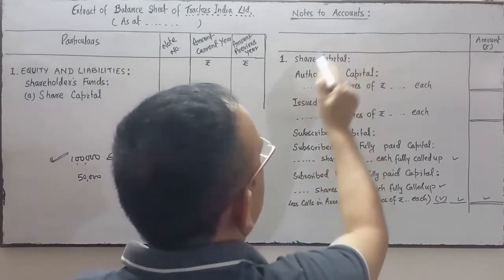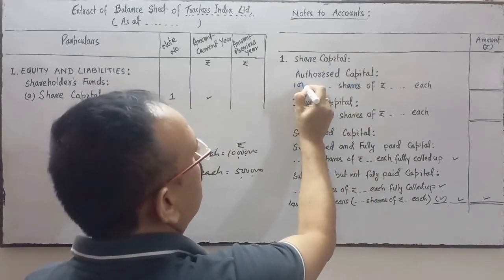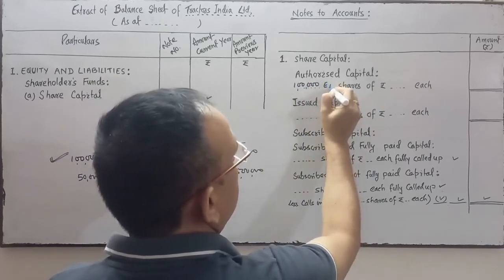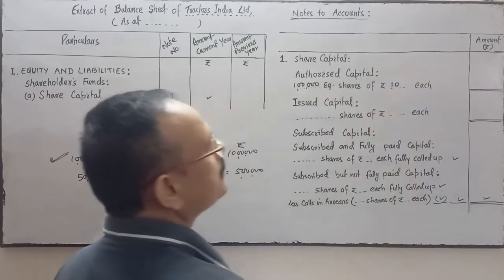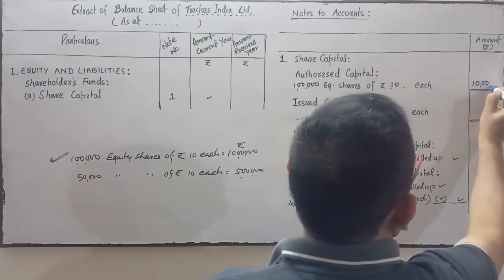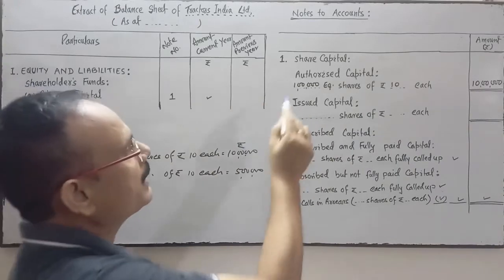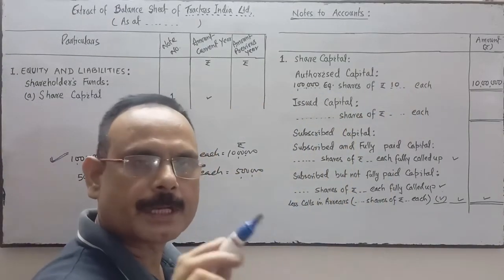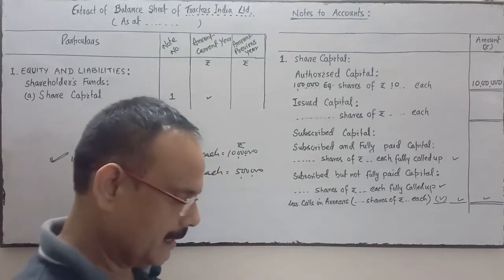So in the notes to account, under the share capital, we will write 1 lakh equity shares of rupees 10 each, which means the authorized capital is 10 lakhs. Is it clear? 1 lakh equity shares of rupees 10 each is the authorized capital of the company as per the information given in the first line of the question.